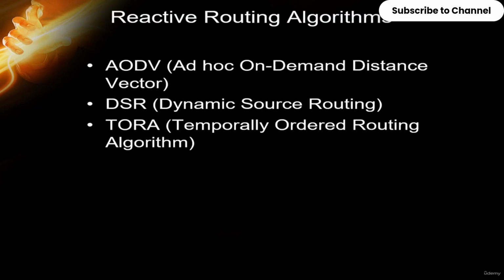Then the advantage is that it reduces the overhead, and that is how the overhead is reduced. Whenever routing is needed, only at that time will the communication happen. But the drawback is that the initial route discovery can introduce a delay.